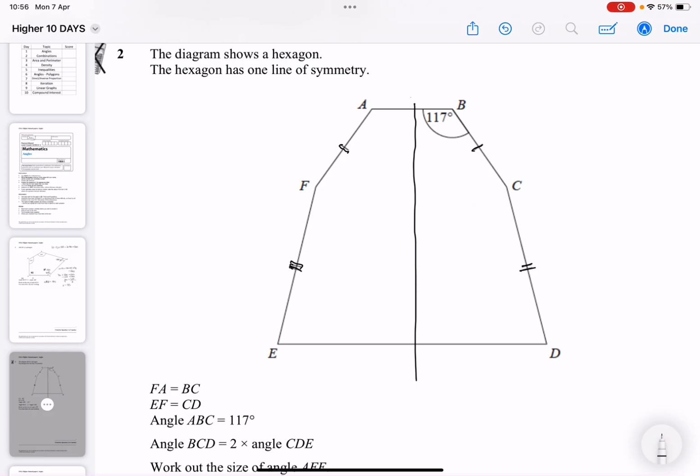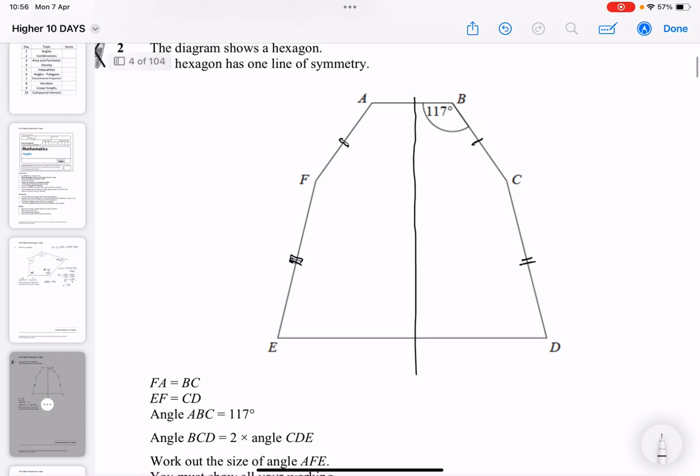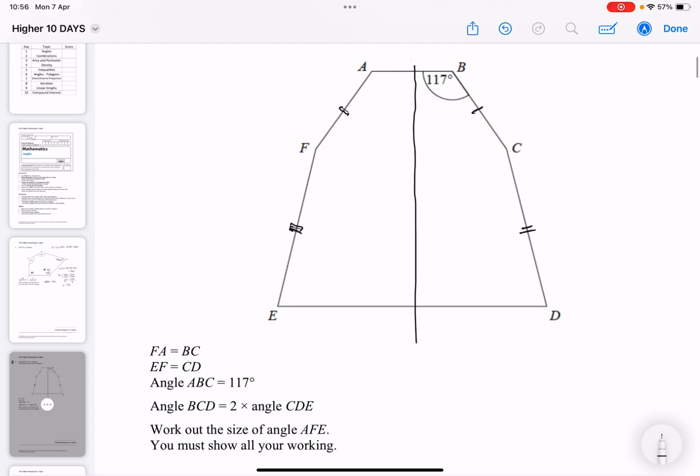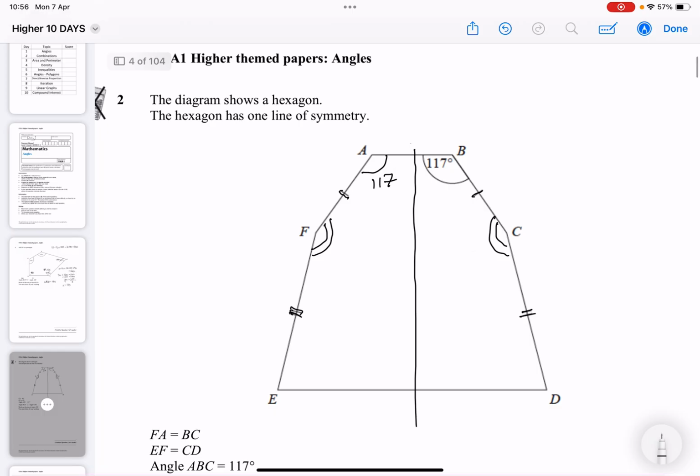Angle ABC is 117, I can see that, and angle BCD equals 2 times angle CDE, a bit like the last one. Work out the size of angle AFE. You must show all your working. AFE is this one, and in fact it will be exactly the same as BCD. I can also see that this one is exactly the same. Now, hexagon, a hexagon's got 6 sides, so 6 take 2, times by 180, equals 4 times 180, which is 720. So the total angles in the whole shape of the hexagon is 720.